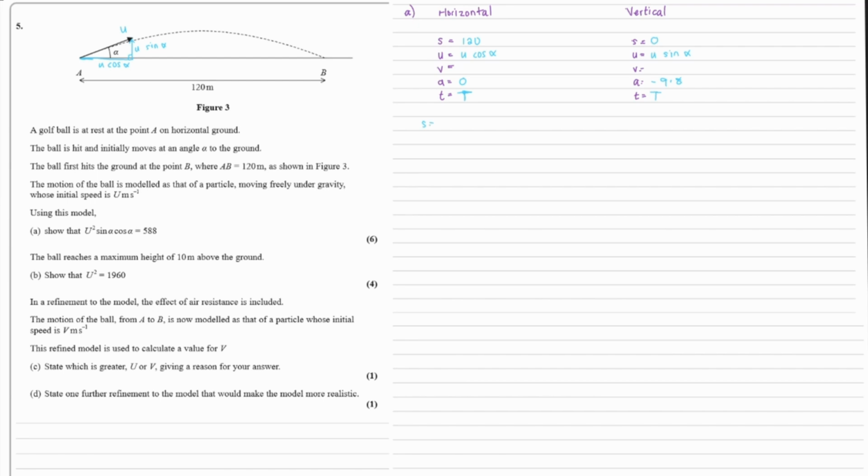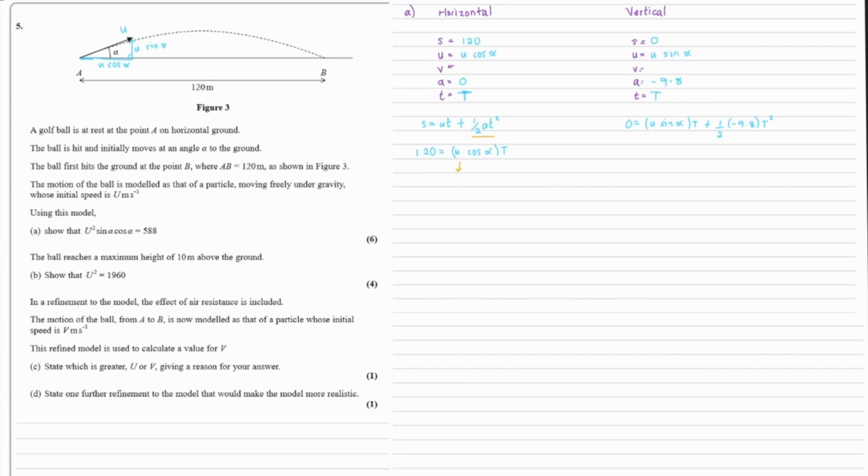Using SUVAT formulae, S is equal to ut plus a half at squared, we're first going to substitute our horizontal components. So my S is 120, my u is u cosine alpha, and my t is a capital T. Because a is 0, the whole of that part of the equation is going to be 0. Using the same formula for my vertical components, I will put 0 is equal to u sine alpha times T plus a half times minus 9.8 multiplied by T squared.